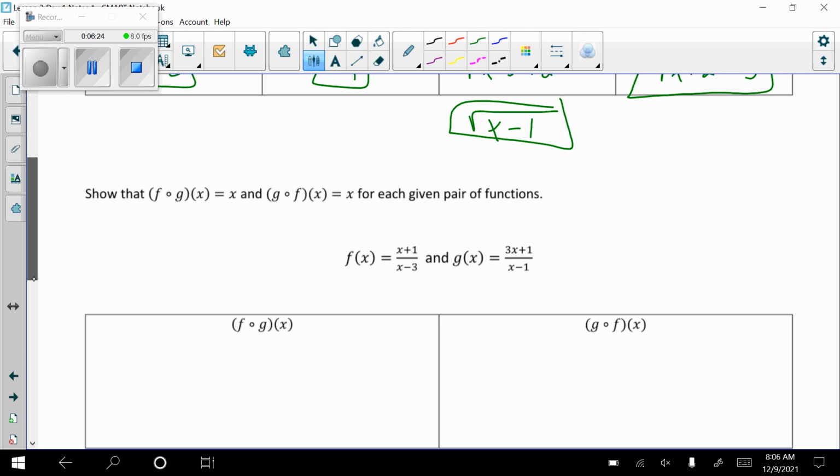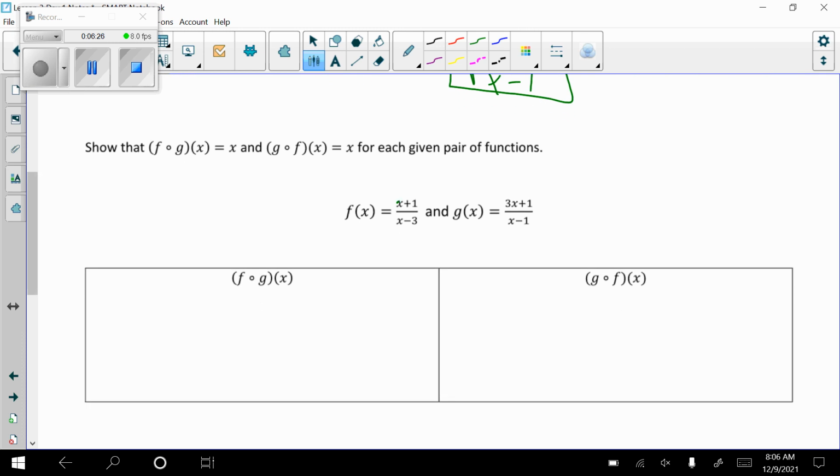So the most difficult part is this. I'm going to make these a little bit easier because these are still complex fractions. I don't want to mess with that right now. So we're going to call this 2x plus 1, and this is x over 2 minus 1. And we're going to show that both of these are equal to x when I do the composition.